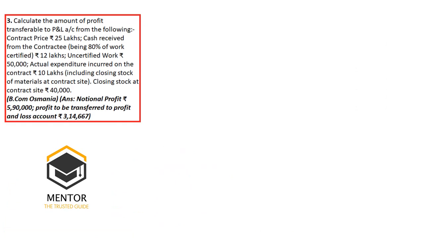So we'll take up the last question. So in this question, calculate the P&L account. Contract price is given 25 lakhs. Cash received being 80% is 12 lakhs. Work certified. Uncertified work is 50. Actual expenditure incurred is 10 lakhs, which inclusive of closing stock on the site. That is 40,000 given in the question. So this is the new item we have.